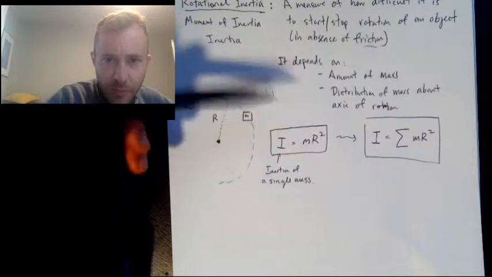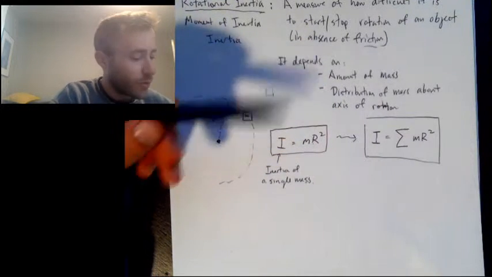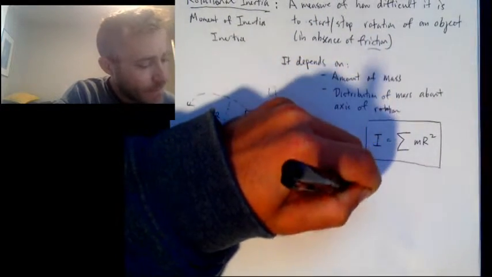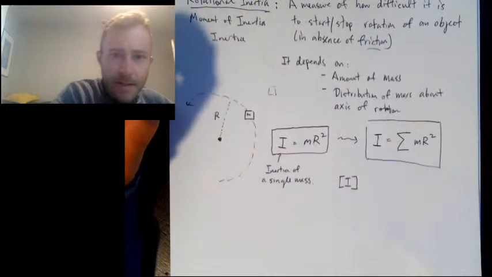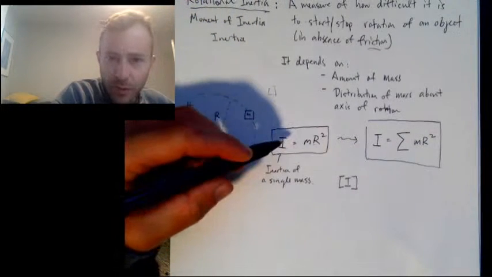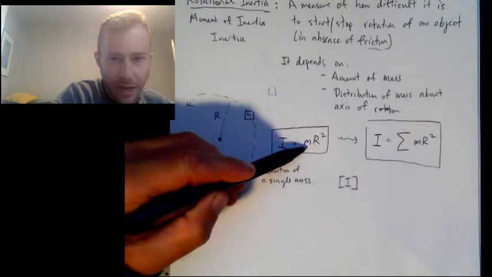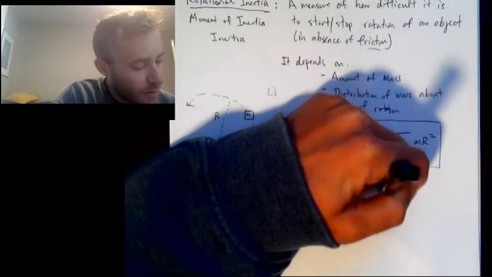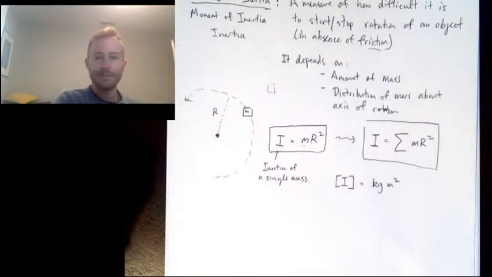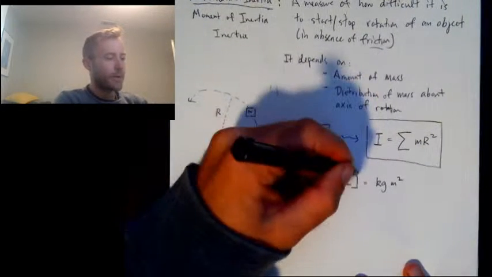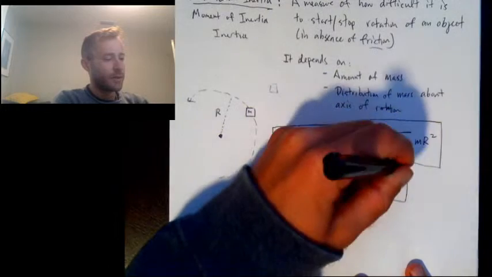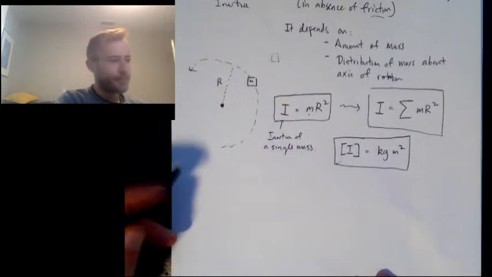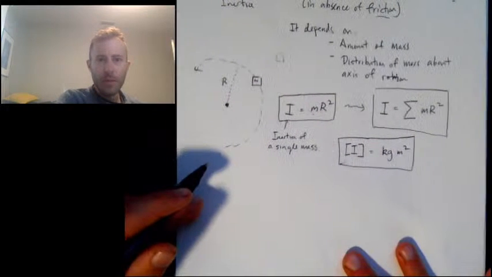Based on this equation, we can also get the units of rotational inertia. The units are going to be units of mass times units of distance squared, so that's kilogram meters squared. Kilogram meters squared. So this is the basic idea for rotational inertia.